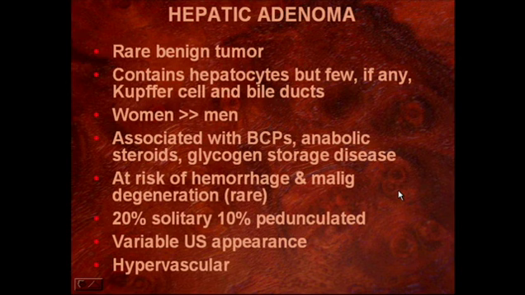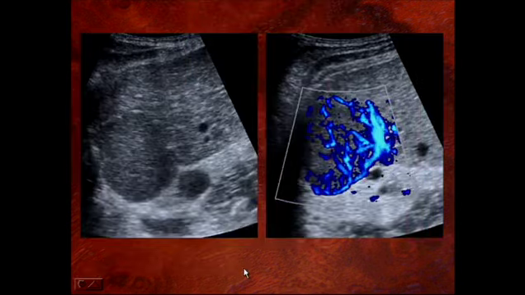Approximately 20% of hepatic adenomas are solitary and 10% are pedunculated. They have a variable ultrasound appearance that I'll show you in a minute, and generally they're hypervascular, although you don't always detect that hypervascularity with Doppler techniques. Here's a lesion. Solid, hypoechoic on grayscale, very nonspecific type lesion, but has quite abundant internal vascularity on power Doppler.